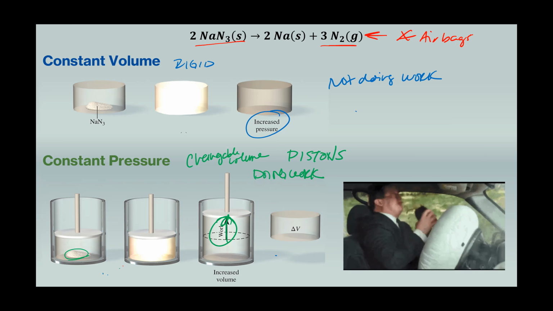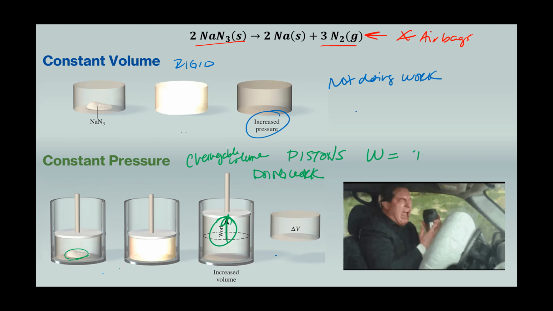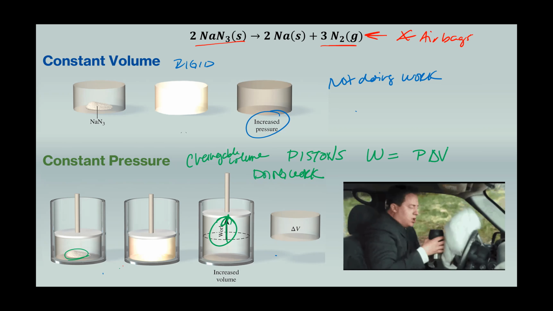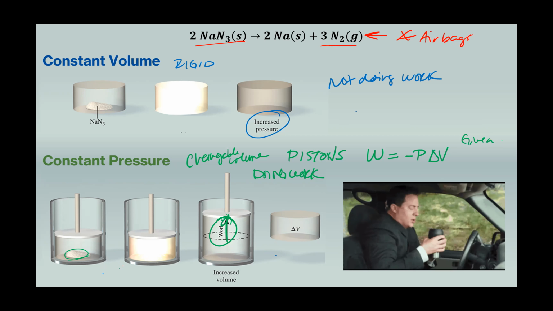We can come up with an equation for work based off of this scenario. We can say that the work involved is equal to pressure, because we're at a constant pressure, times whatever the change in the volume is. Since the system here is doing work on the surroundings, this work is negative because the system is giving its work away. Again, this equation would be given. You just need to know how to use it and what it means. Because the work is being done by the system, this is negative work.